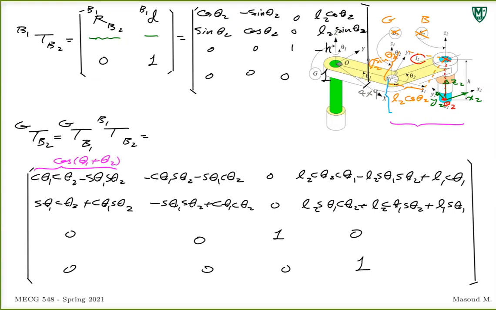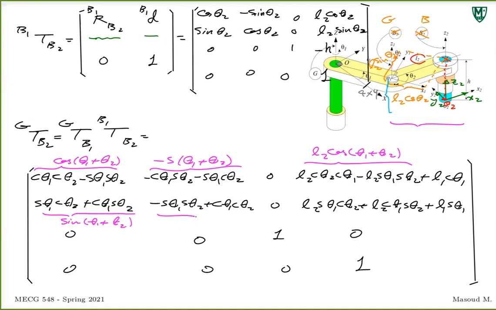Obviously, this is the easy one. You factor out 1 minus. This becomes minus sine theta 1 plus theta 2. This is just 0. This one, you have to factor out L1 cosine theta 1. We cannot do anything about it. But this part, we can write it as L2 cosine theta 1 plus theta 2. Same story here. This one, you can just write it as sine theta 1 plus theta 2. This one, straightforward, cosine theta 1 plus theta 2.